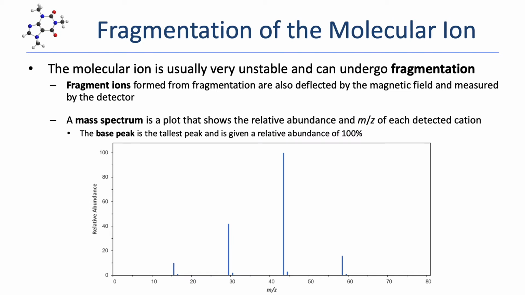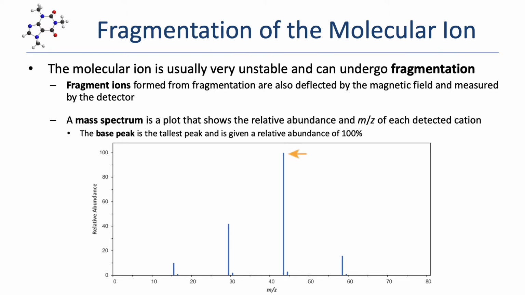Now, because the molecular ion is a radical cation, it's actually quite unstable. It's missing an electron. And typically, the molecular ion will undergo fragmentation to give multiple fragment ions. Now, the fragment ions, if they're charged, then they're going to be deflected by the magnetic field in the instrument and ultimately measured by the detector. A mass spectrum is a plot that shows the relative abundance and mass to charge ratios of each detected cation, both the molecular ion and all the fragment ions.